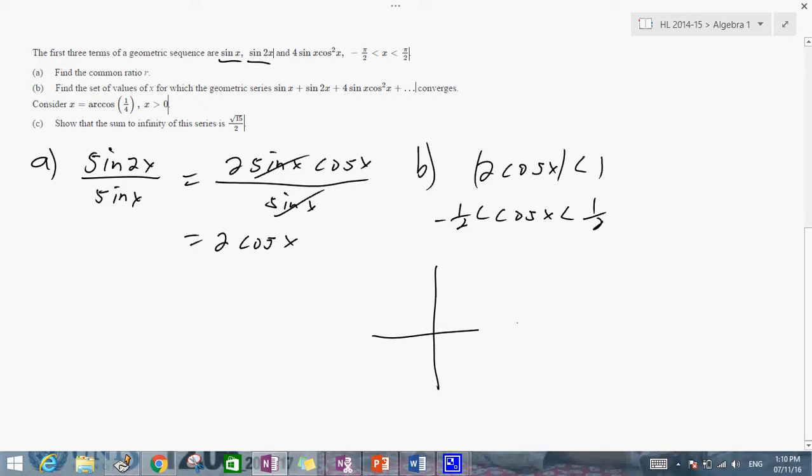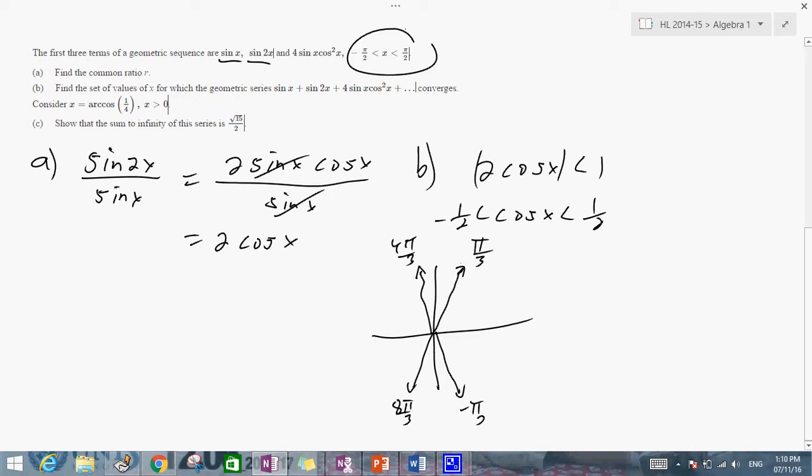So if we were drawing that, when does cosine x equal 1/2? Well, cosine x equals 1/2 at this point where it's pi over 3. And we can go down here to negative pi over 3. And we can go here and here, this way and this way. So this is 4 pi over 3, and this is 8 pi over 3.